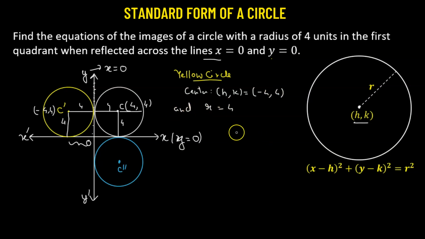Now we can use the standard equation of the circle. Thus we had x minus h, so h is negative 4, we get x plus 4 whole squared added to y minus 4 whole squared, and this is going to be equal to the square of the radius, so that's 16.